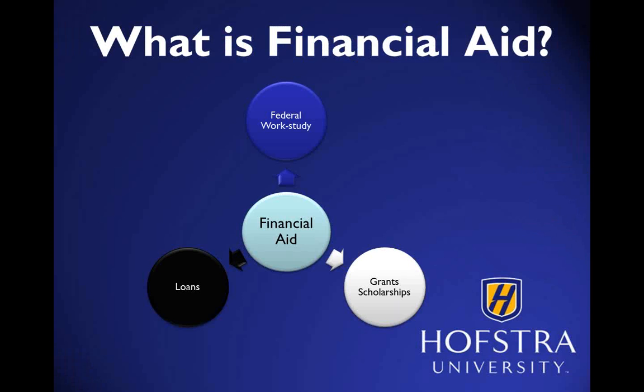Financial aid is comprised of three major categories. Grants and scholarships are known as gift aid. Loans, which can be in the form of a student loan or parent loans, are repaid with interest. And federal work study is a program which allows students to work and earn money to help pay for college in the form of a paycheck.